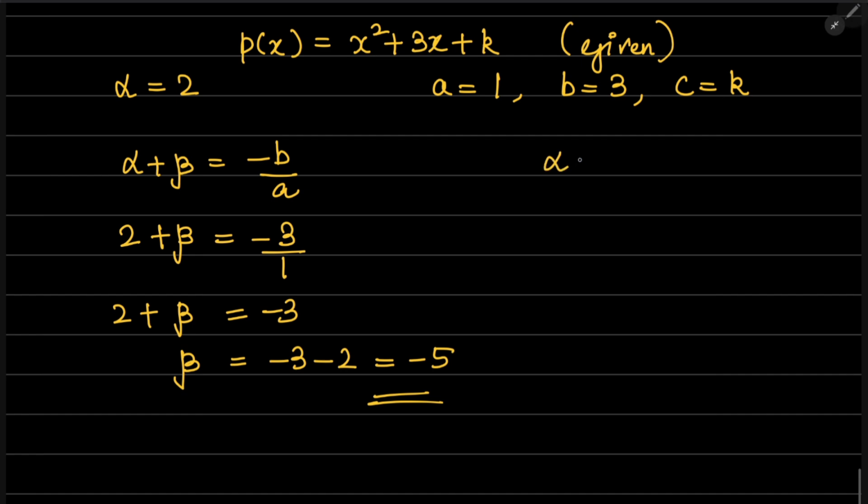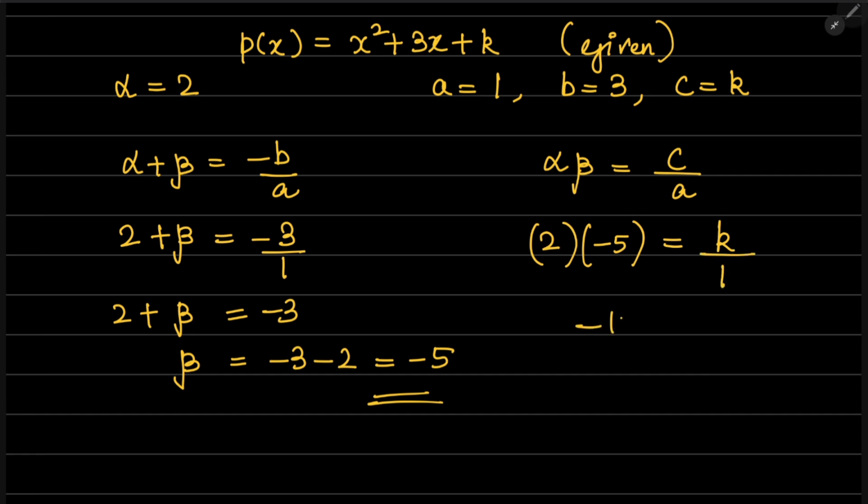Now let us see what is the product of the roots. What is the product? c by a. What is alpha? Alpha is 2, given in the question. What is beta? We just found minus 5. Equal to c, which is nothing but your k, by your a, which is 1. So what is 2 into minus 5? Minus 10 is equal to k. So what is your final answer? k equal to minus 10. See how easy it is.